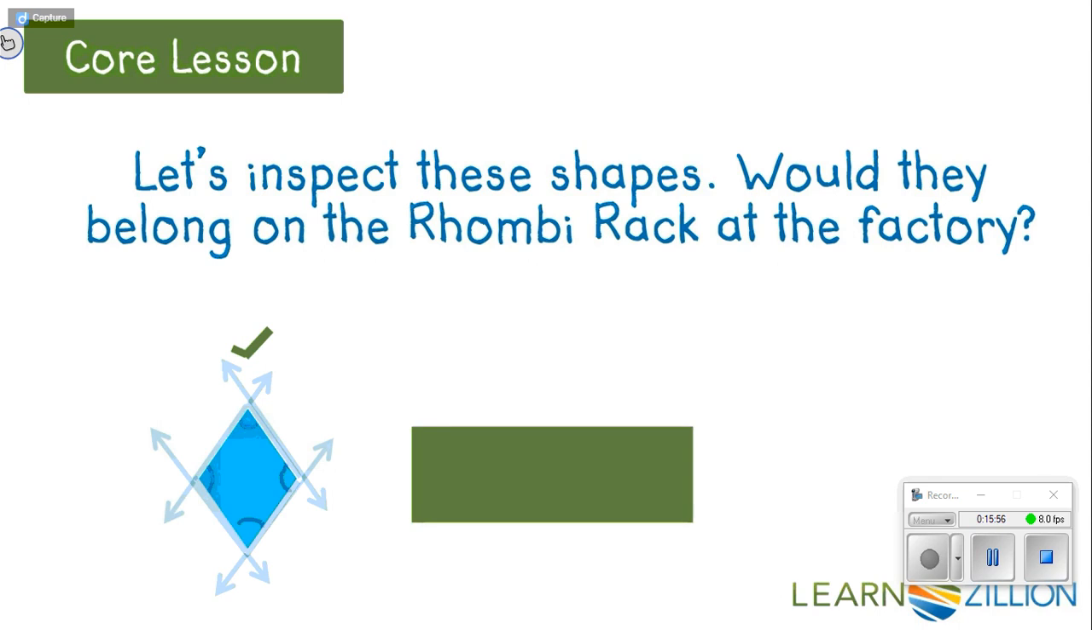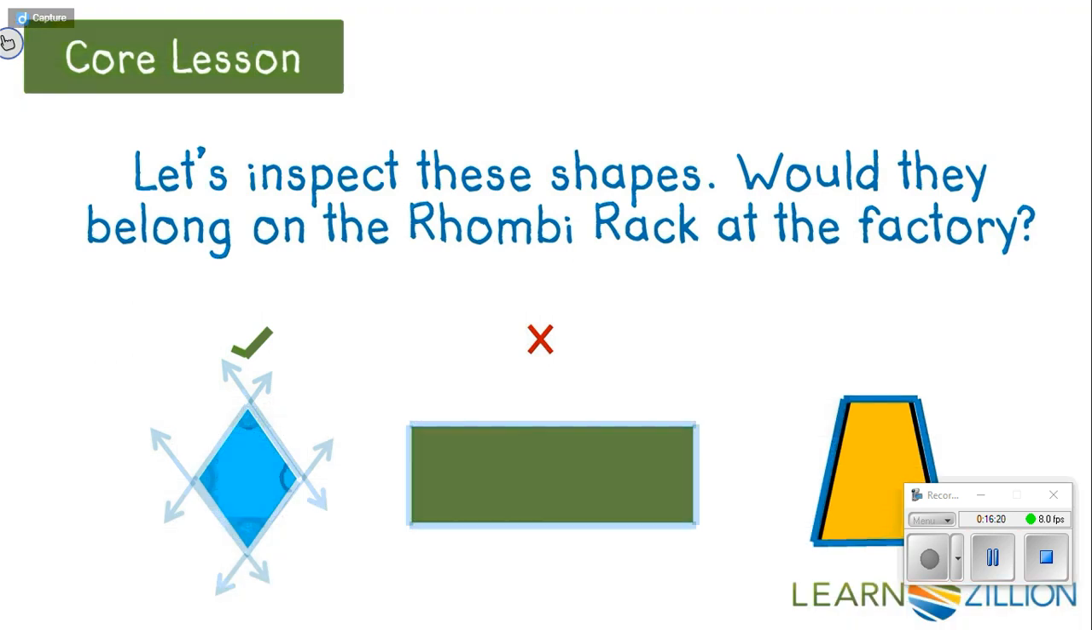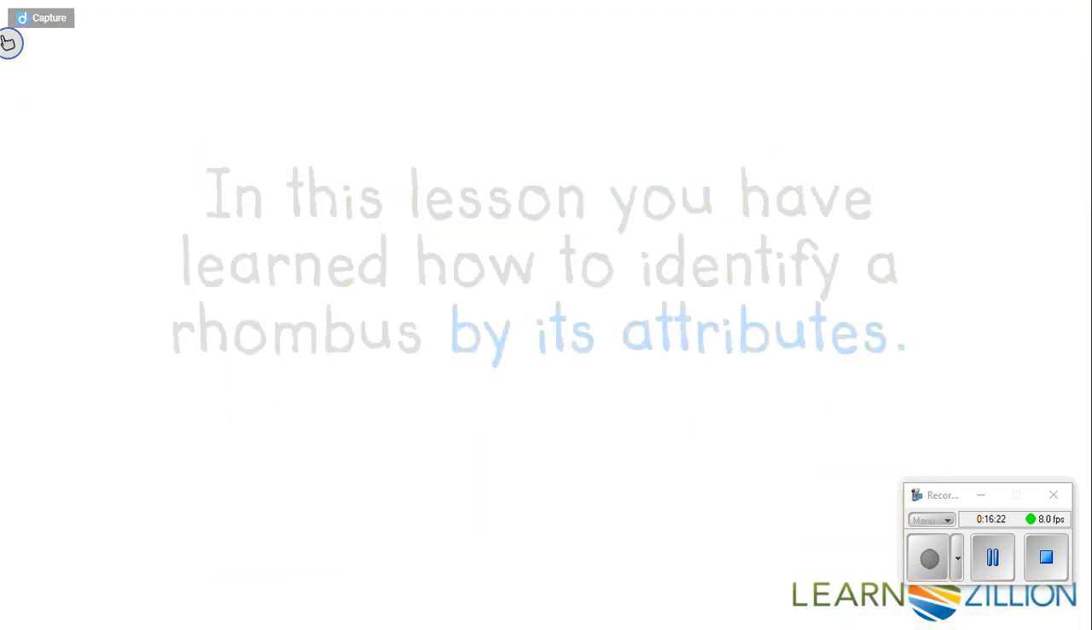Now for this shape. 4 congruent sides. Can you see that the sides are not equal? This shape doesn't belong on the rack because it doesn't have all three attributes. And our final shape. What's that first attribute? 4 congruent sides. We can see that the sides of this shape are not all equal. This can't be a rhombus. It doesn't belong on the rack.